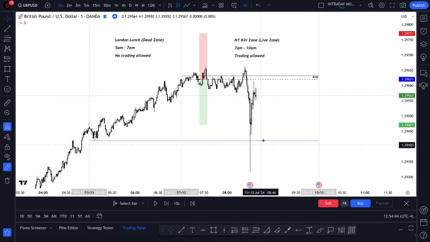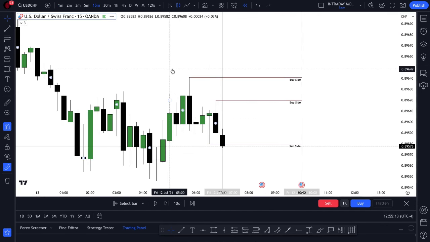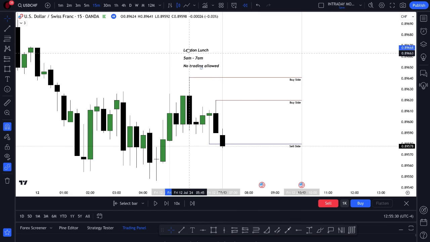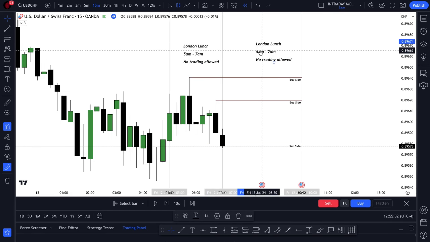Let's take a look at a buying opportunity. You can see from this time period again, that is going to be our London lunch. That is going to be a dead zone. This is from 5 a.m. to 7 a.m. I do not like to look for trades here, right? No trading allowed.